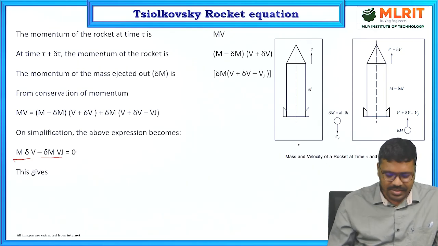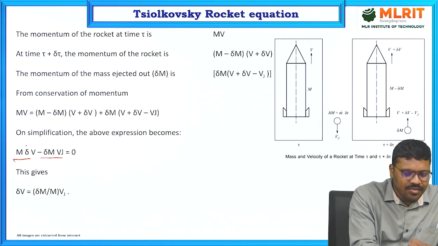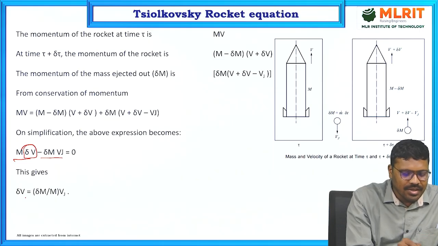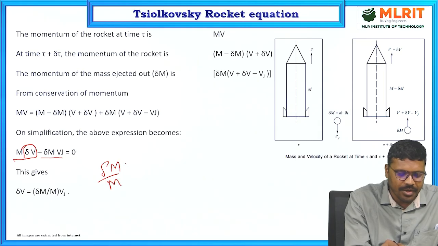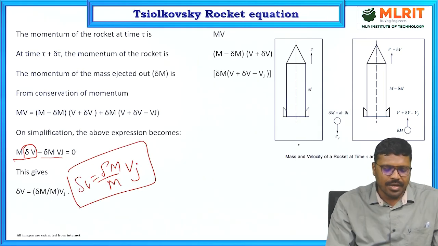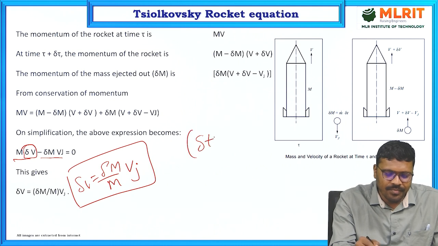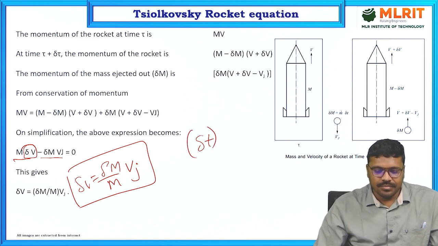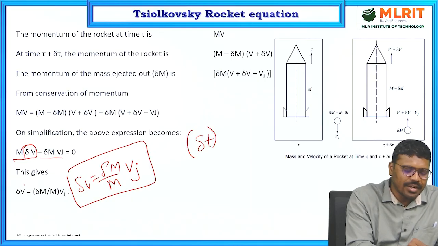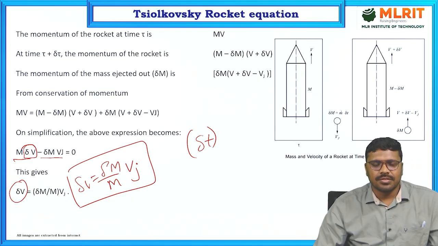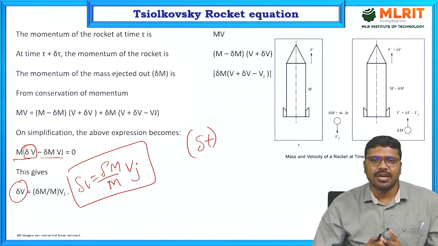Further, if I write the equation for the velocity gained by the rocket, that is delta V, it becomes delta m by M into Vj. So delta V is equal to delta m by M into Vj. This is the velocity gained by the rocket during a duration of delta t. Suppose I want to calculate the total velocity gained by the rocket from initial to the end, then I have to integrate this.